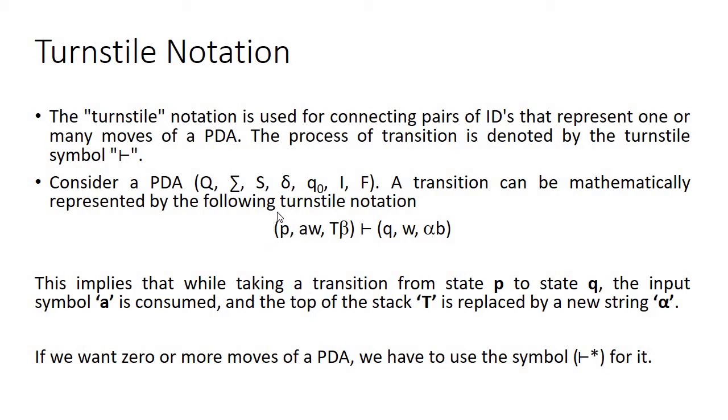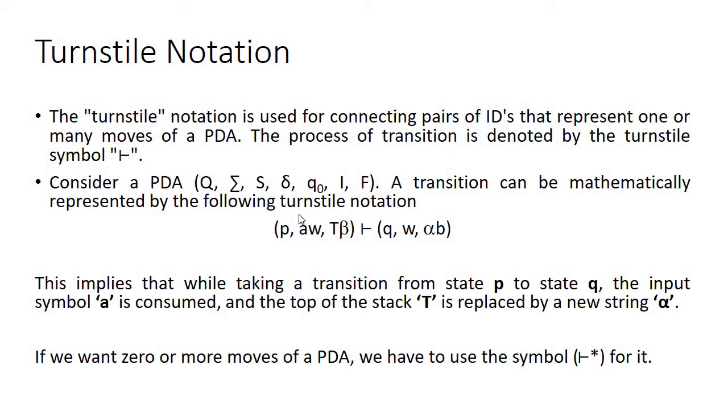P is the initial state, whereas Q shall be the final state which we are getting to. AW is basically the input sequence, and we have T beta as the stack top. So from this transition structure, from this ID, if we are jumping towards the new ID, we have a new state that is replaced with it, meaning that from P we are moving towards Q.